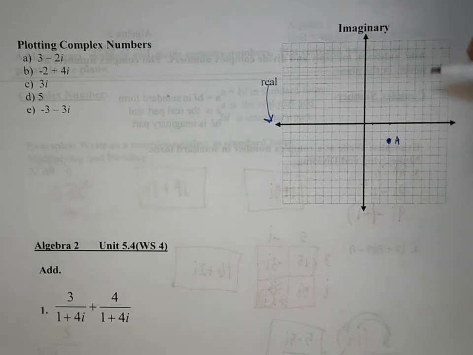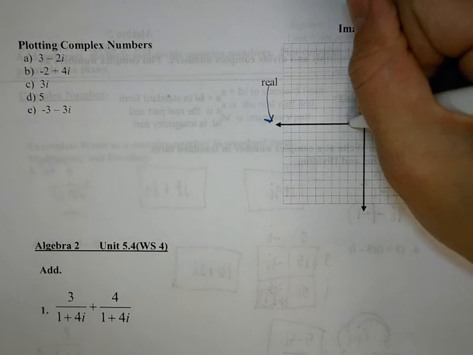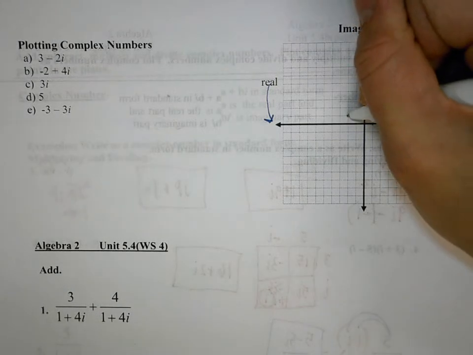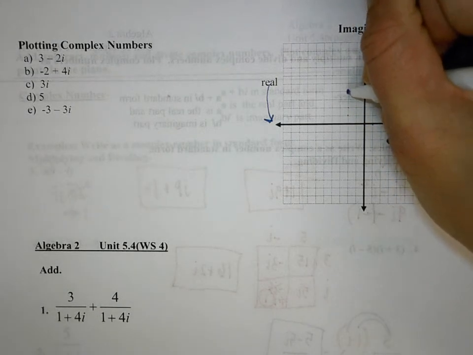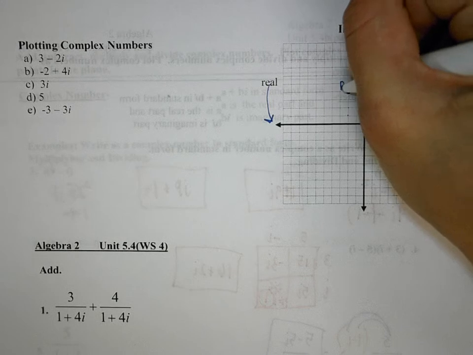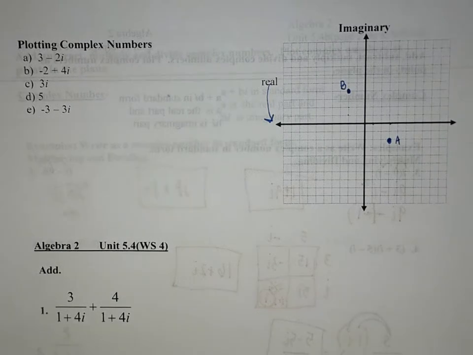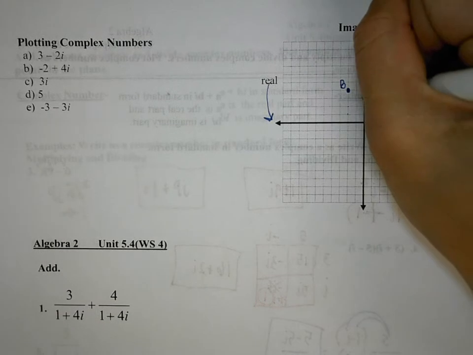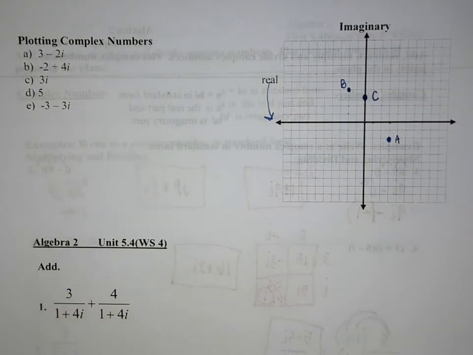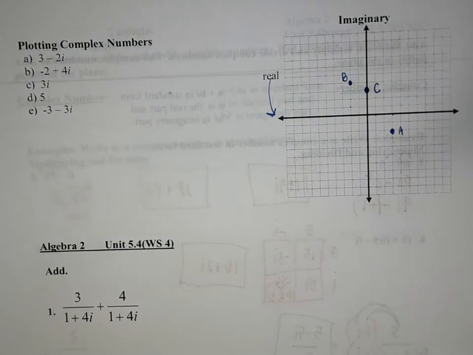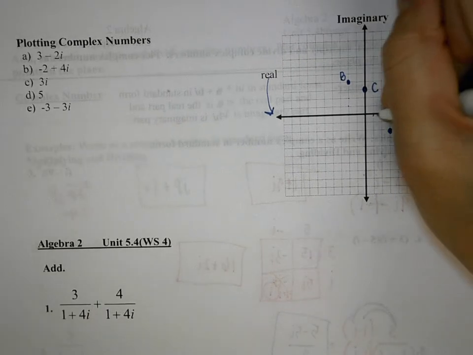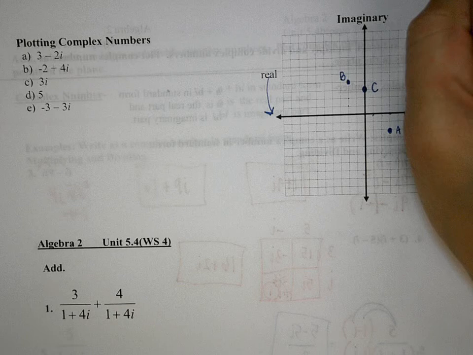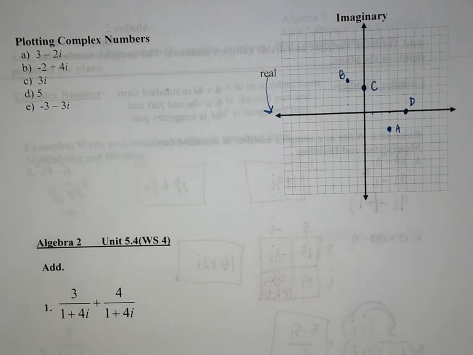For B, where will I go? And then make a point, and I make that B. C, where will I go? Very good. Up 3 and label it as C. D, where will I go? Very good. And lastly, -3, -3i.